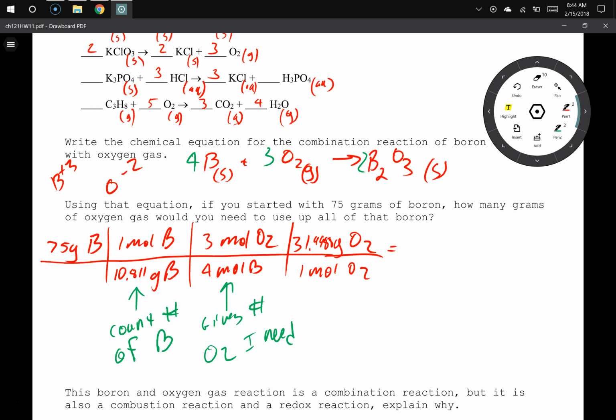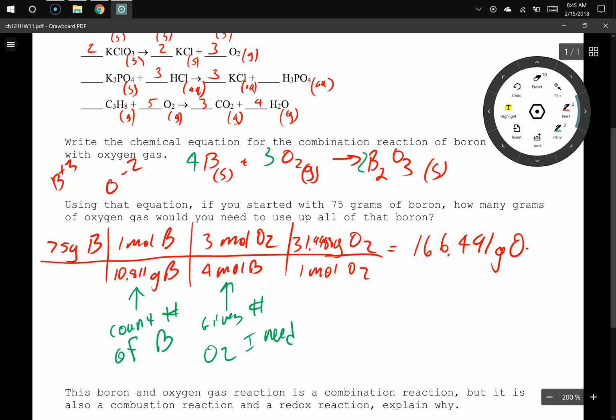So that times 3 divided by 4 divided by 10.811 times 75. So this is 166.194 grams O2. Okay. So looks like I only have 2 significant figures, so this will actually turn out to be 170.